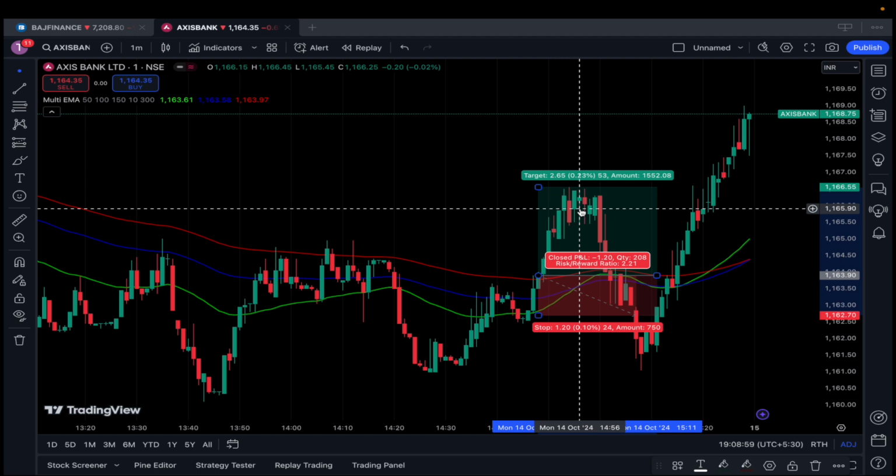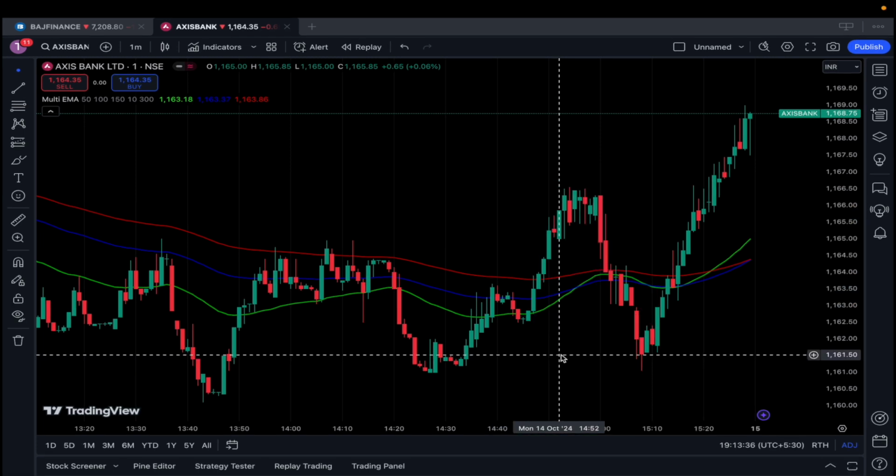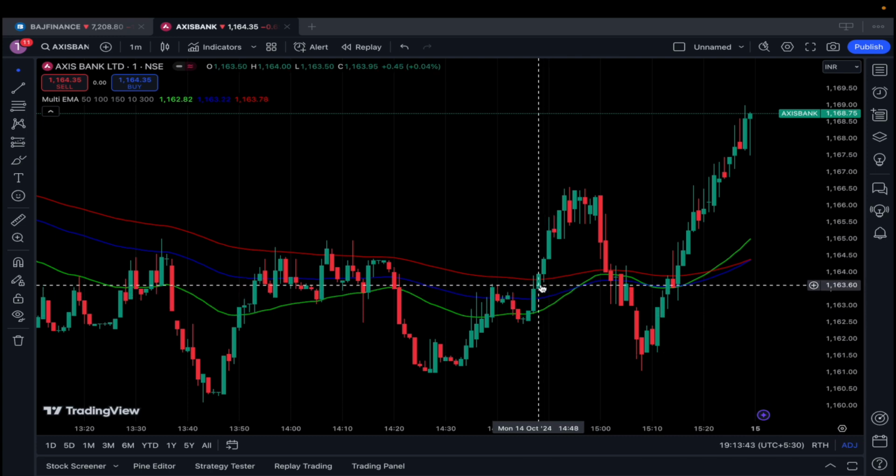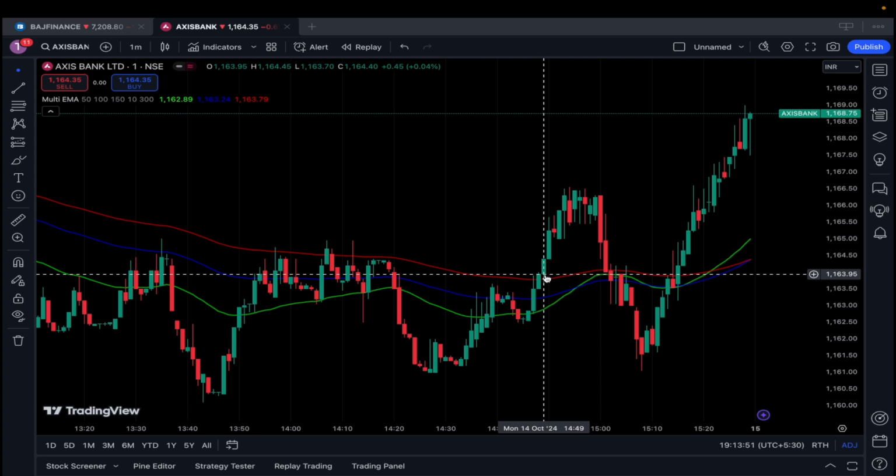some good intraday profits. Now a few people are having doubts about where exactly to take the entry. So here I am telling very clearly that once this candle is crossing the third EMA line, you have to check the closing. If it is closing above the line, on the very next candle you have to take the entry in the stock here at 1163.95 as told earlier, and your risk reward ratio is 1:1 or 1:2.